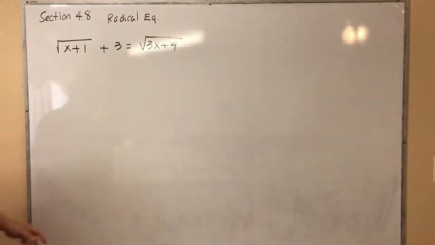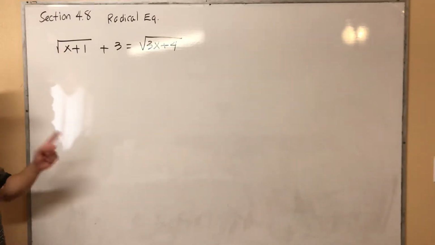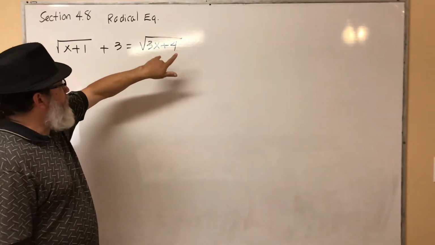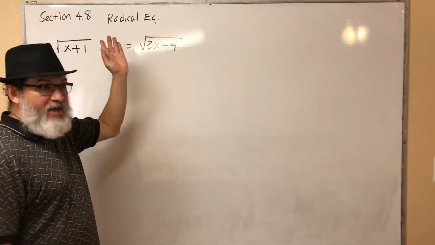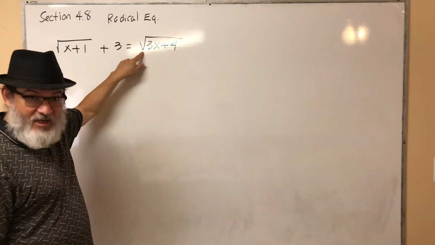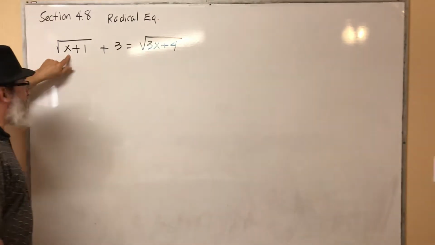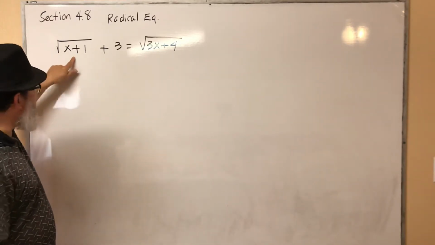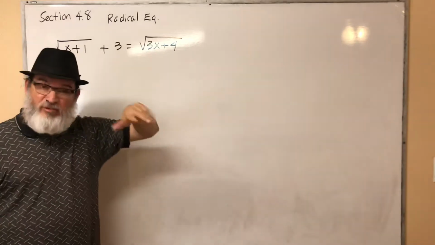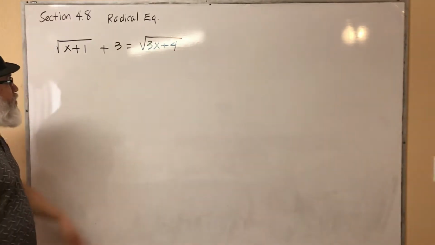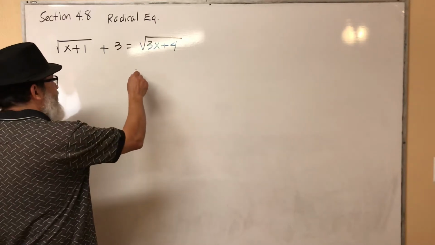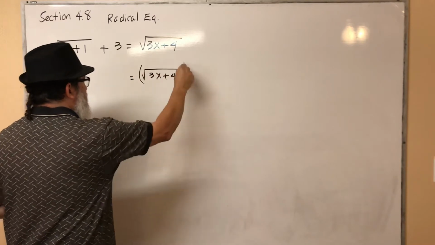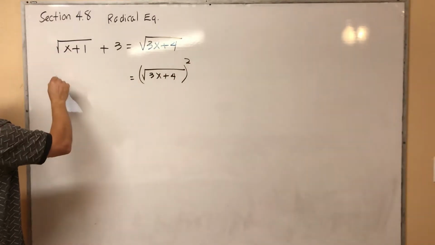Okay. So the first step is to isolate a radical. Isolate one of them. We're lucky because this one is already isolated. Now, if you square both sides, this radical is going to go away because it's isolated. This radical is not going to go away because it's not isolated because of the 3. So this radical is not by itself. This radical is. I'm going to square both sides. When I square this side, watch this. I'm going to square this one.